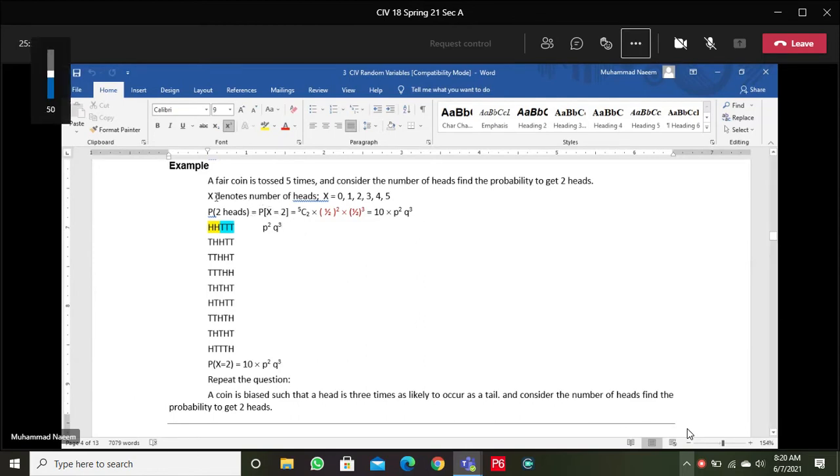So our variable here shows the number of heads, and its range is from 0 to 5. We are using the binomial formula. The probability for 2 heads means the probability for x equal to 2 is required. In 5 outcomes, 2 are heads and the other 3 are tails. So we have p power 2 and q power 3. And these 5 outcomes may be shuffled in 5C2 number of ways. So this is our required answer. This is enough.